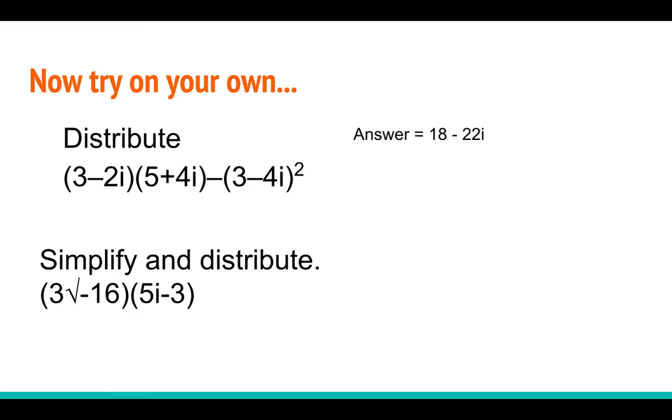Now, for the second problem, you're going to want to simplify and distribute. We've done this example problem before a little bit, so you should be able to get it. It's straightforward. If you want to pause the video, work on it, I'll give you time now. The answer is negative 60 minus 36i. And hopefully you would have been 2 for 2 for these.